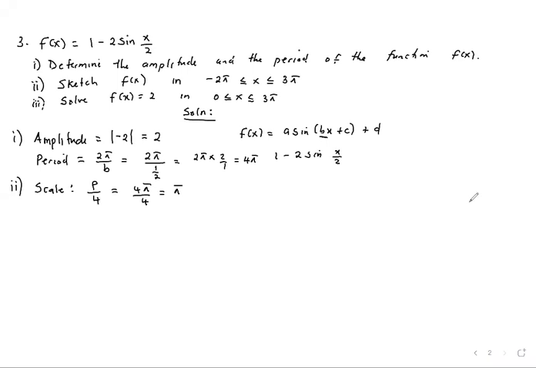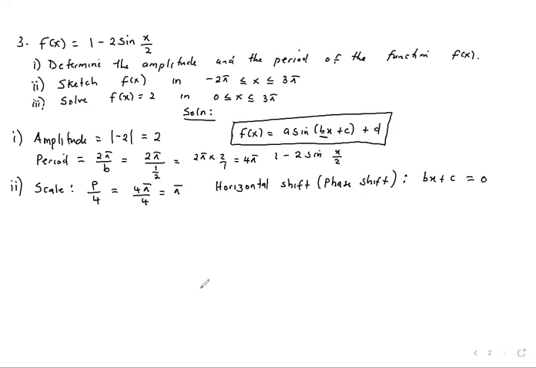So we have that as a scale. Then we also get the horizontal shift, or the phase shift. How did you get the scale? The scale, you divide the period by 4. For the horizontal shift, you equate the inside angle, x over 2, to 0. And your x is equal to 0.